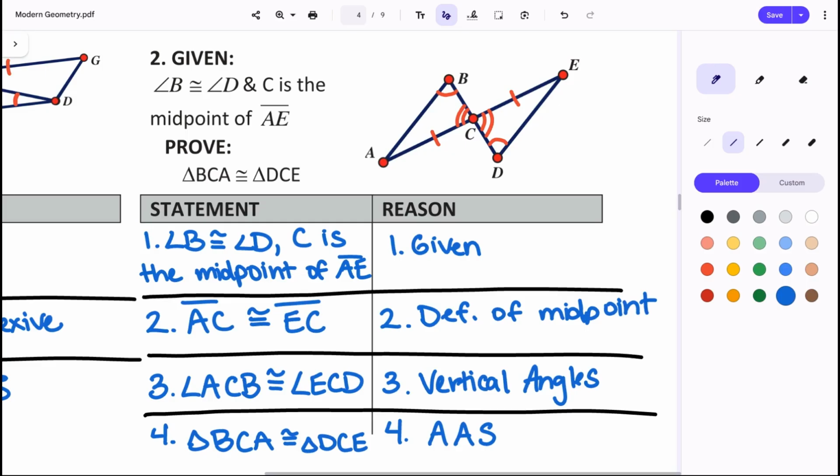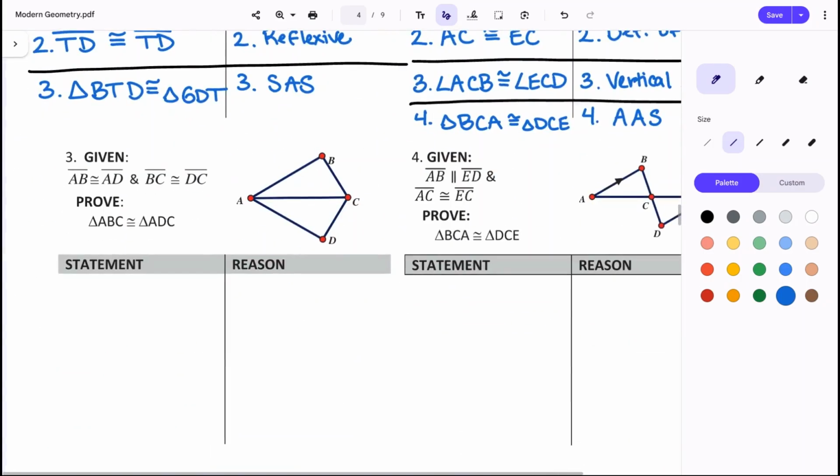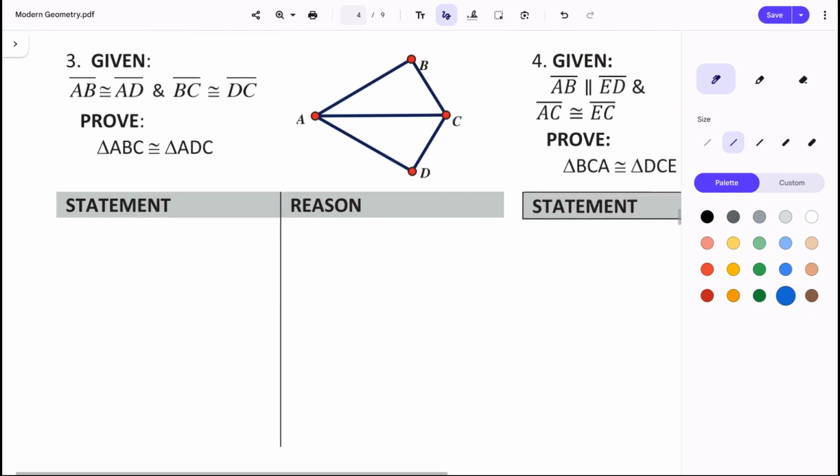Okay, what I would like you guys to do is number 3. Give that one a try by yourself here. I'll give you a couple minutes to work on it.